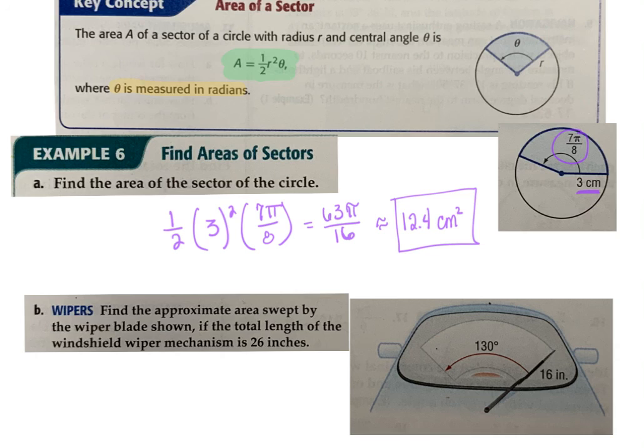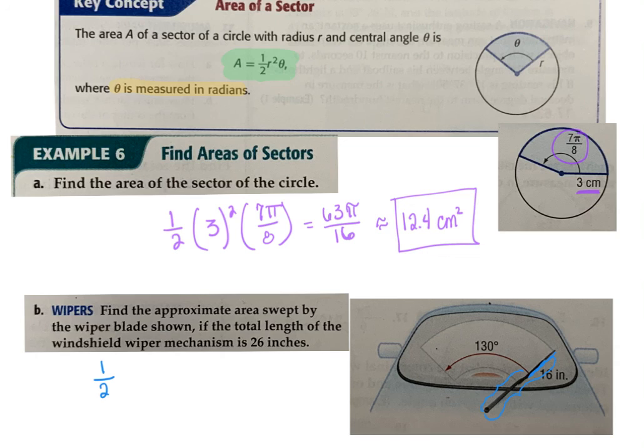It says, find the approximate area swept by the wiper blade shown if the total arc length of the windshield wiper mechanism is 26 inches. All right, so I'm going to do my formula again. 1/2. My radius here is, that's confusing. All right, so the total length of the windshield wiper is 26 inches. So all the way across here is 26 inches. And apparently they didn't make it clear, but they're saying this is 16. So from here to here is the leftover, and that's where we're getting our 10 inches.